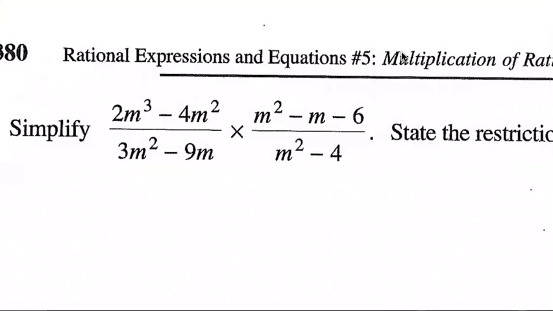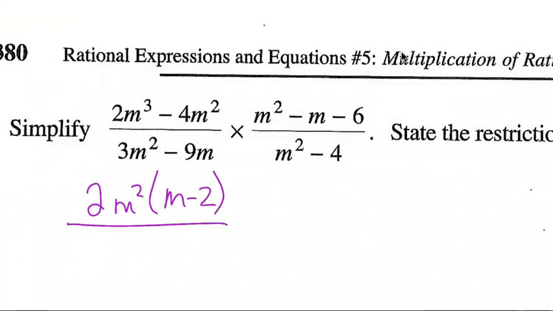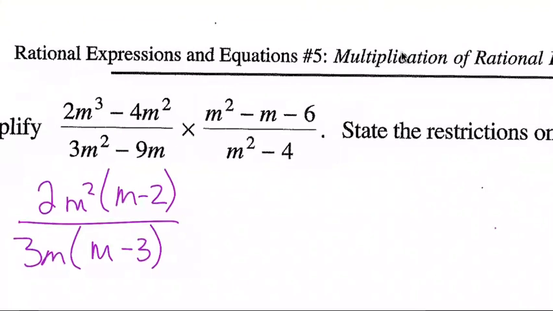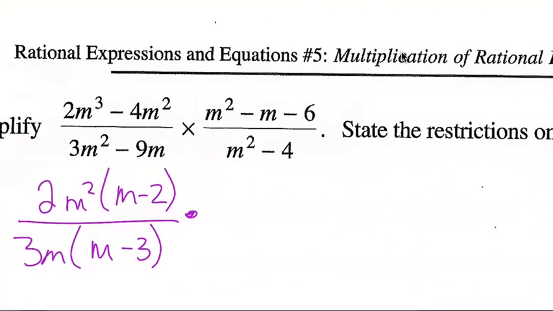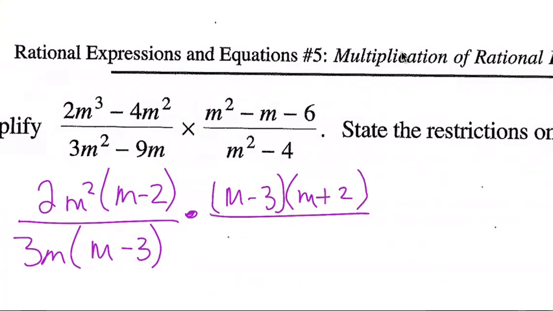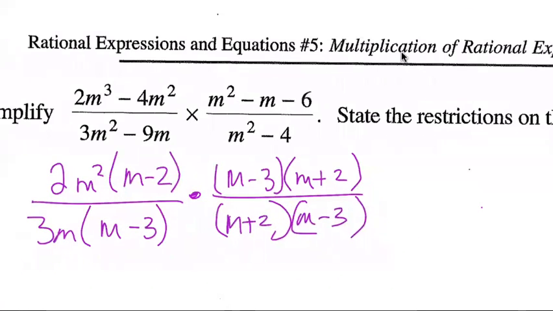Factoring my numerator, this is going to be 2m squared, m minus 2. Factoring my denominator, 3m bracket m minus 3. My other side here, two numbers that multiply to -6 add to -1, m minus 3, m plus 2. Over here, difference of squares, m plus 2, m minus 2.